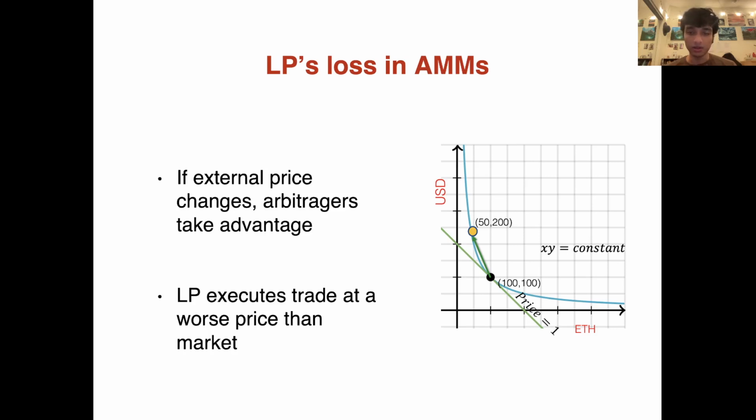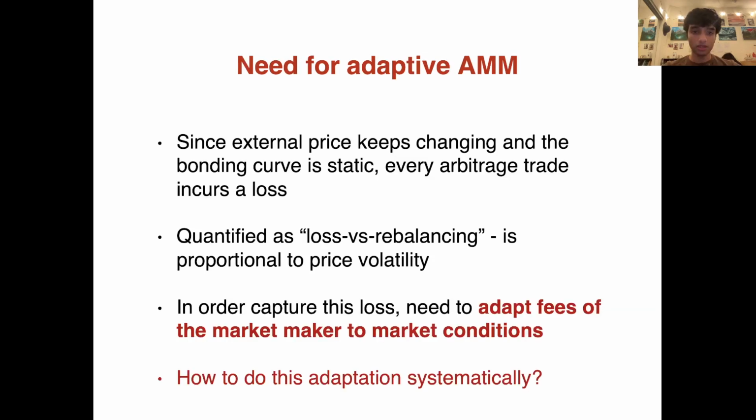However, had they known the price in the external market and sold it at that price, they would have committed the second trade as shown here and ended up at the point 50, 300, thus making a profit. However, the LP ends up executing the trade at a worse price than the market and hence suffers a loss. This signifies a need for an adaptive AMM.